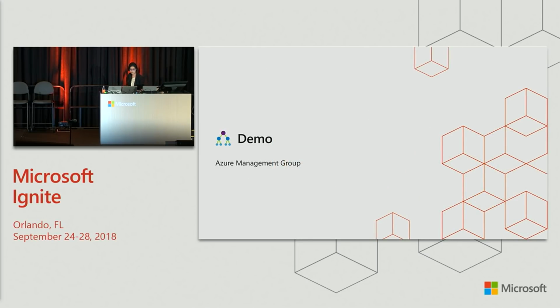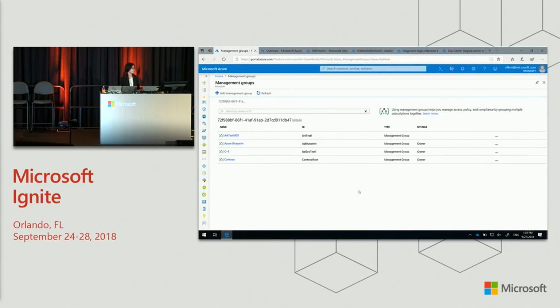So I'll go straight into the demo of the management group. As I mentioned earlier, management group allows you to create an organizational hierarchy. So it can be up to 6 levels deep. And then up at the top, there's what we call the root management group. The root management group essentially represents your tenant.